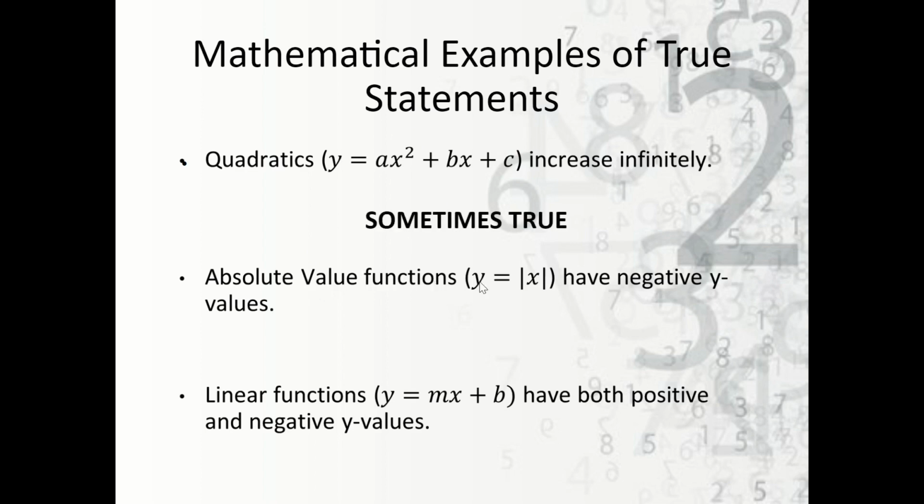Now this one says absolute values have negative y values. Remember, absolute values form the V, and if we take the absolute value of x, it's always going to be positive, right? So it can never have any negative values, so this is never true. And the last one says linear functions have both positive and negative y values. Well, as long as it forms a straight line, it will always be true. It will always go below the y-axis and above the y-axis, no matter which direction it's going. So this one is always true.